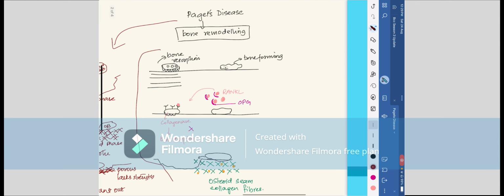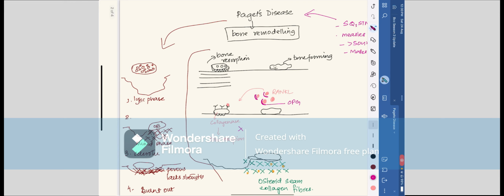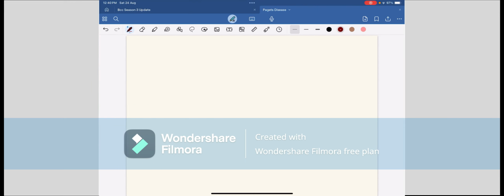If we look at the etiology of Paget's disease, it can be due to factors like a gene mutation, the SQSTM1 gene mutation, or it can be due to previous measles virus infection. It is mostly seen in males over 50 years of age. All right, so these are regarding the pathophysiology of Paget's disease.